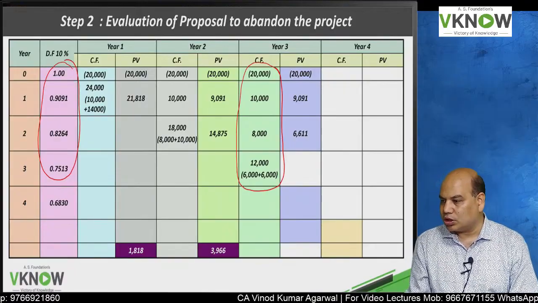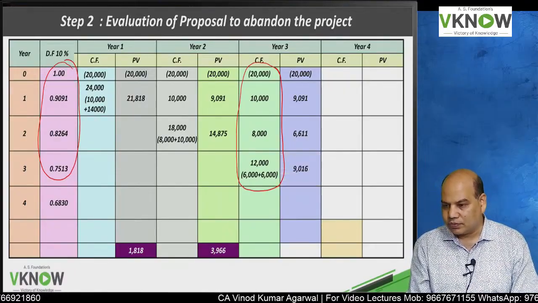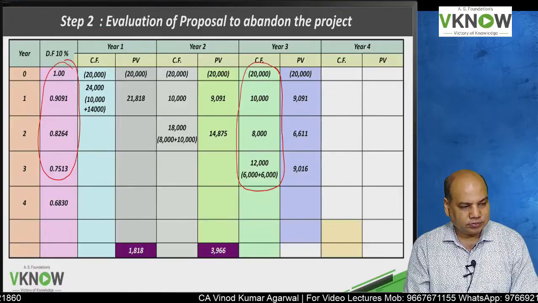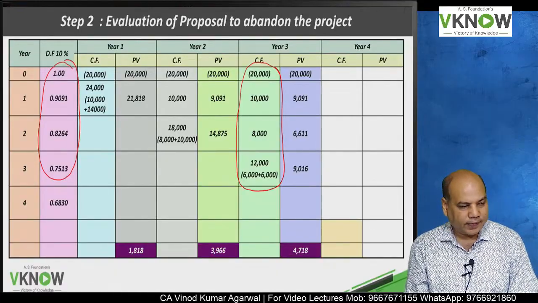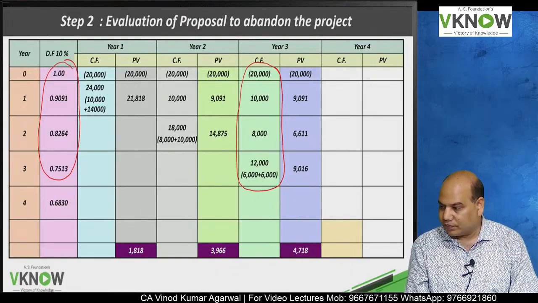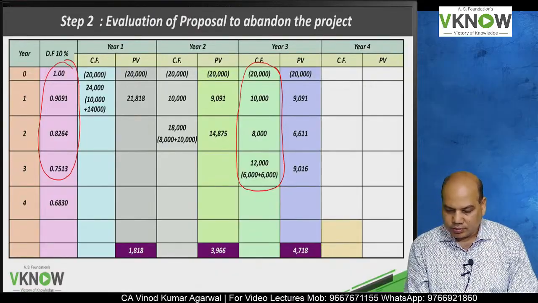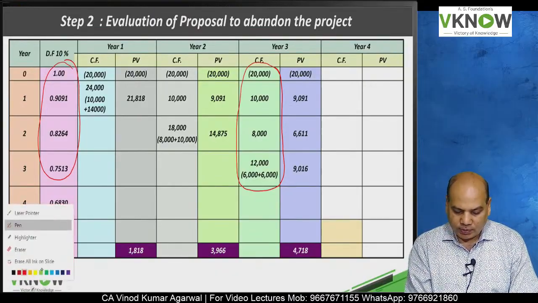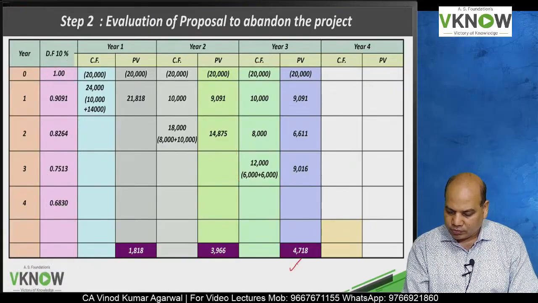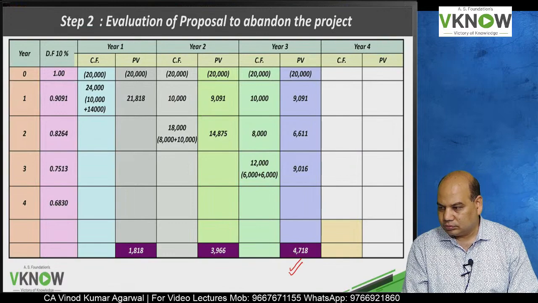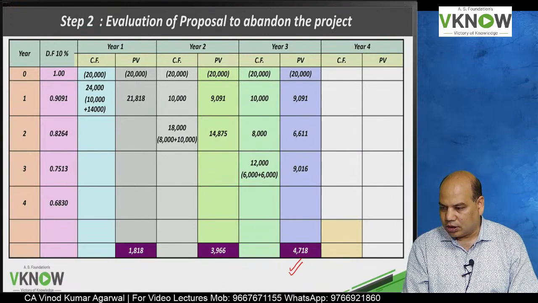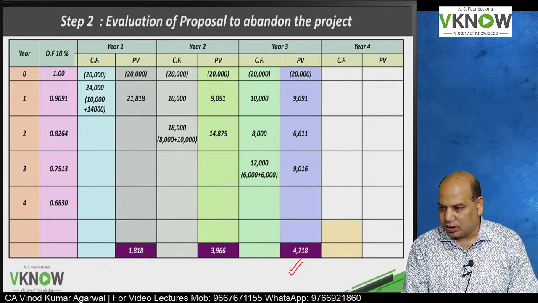Yes, anybody who got the total? Little fast. Total of this is 4718. Is it right? 4718. That is, if I abandon after 3 years, I'll get an NPV of 4718.